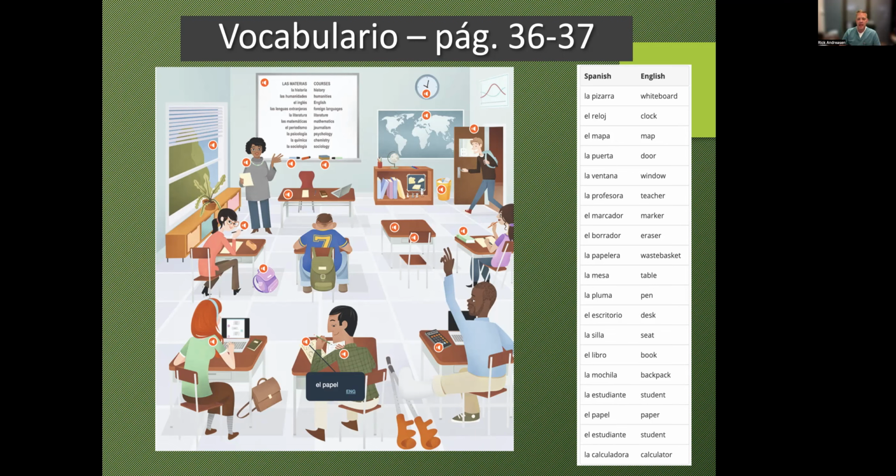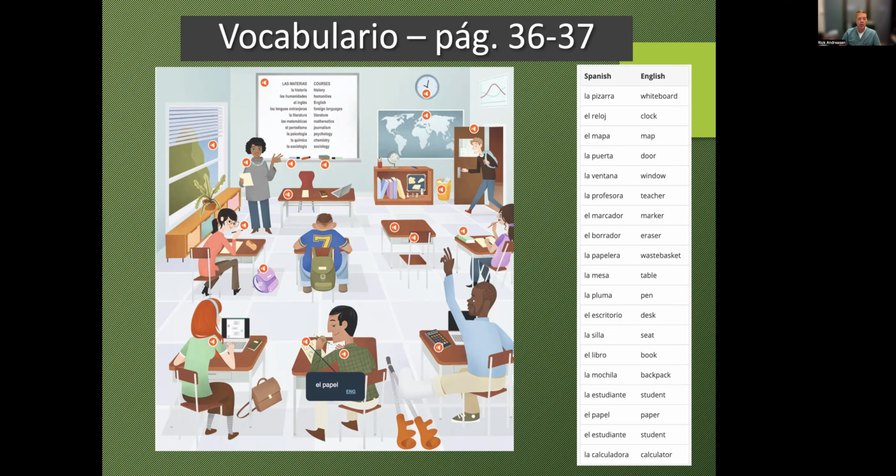So an eraser. La papelera. A trash can, a wastebasket, specifically for paper. But that's la papelera. La mesa, the table. La pluma. Interestingly, pluma is also a Spanish word for feather. So if you think of the old time quill feathers or quill pens made out of feathers, that's where the etymology of this word comes from.